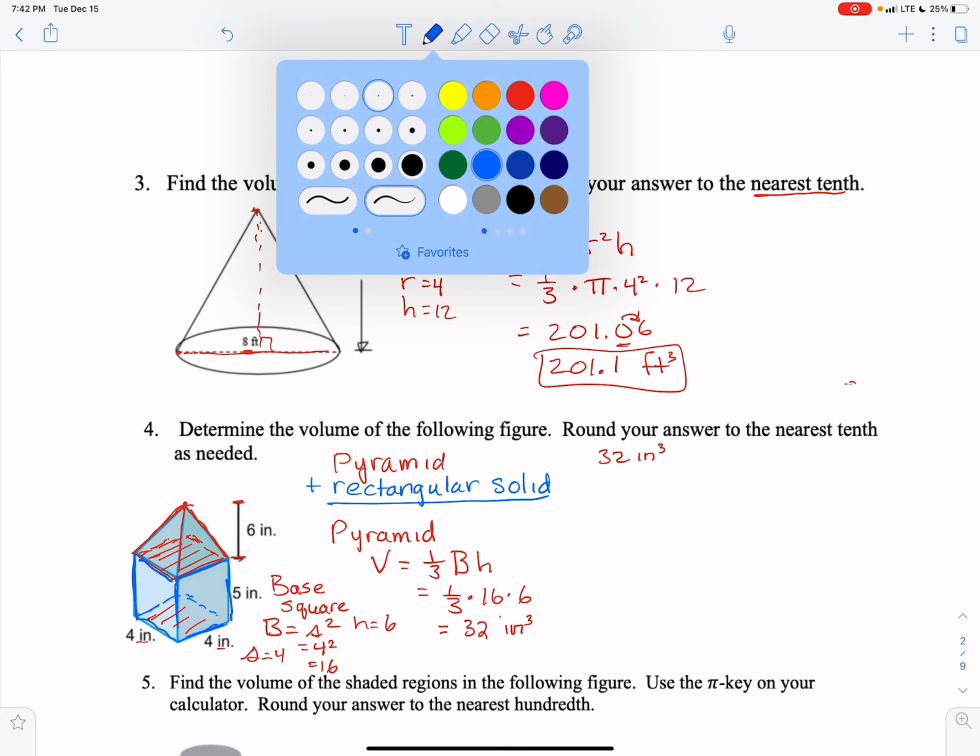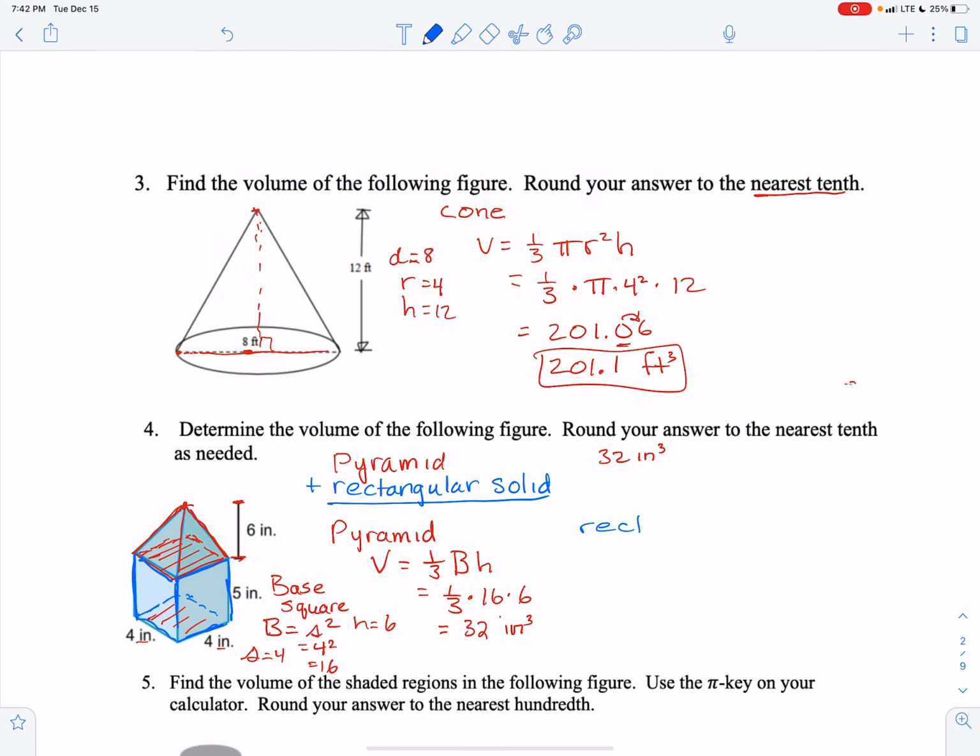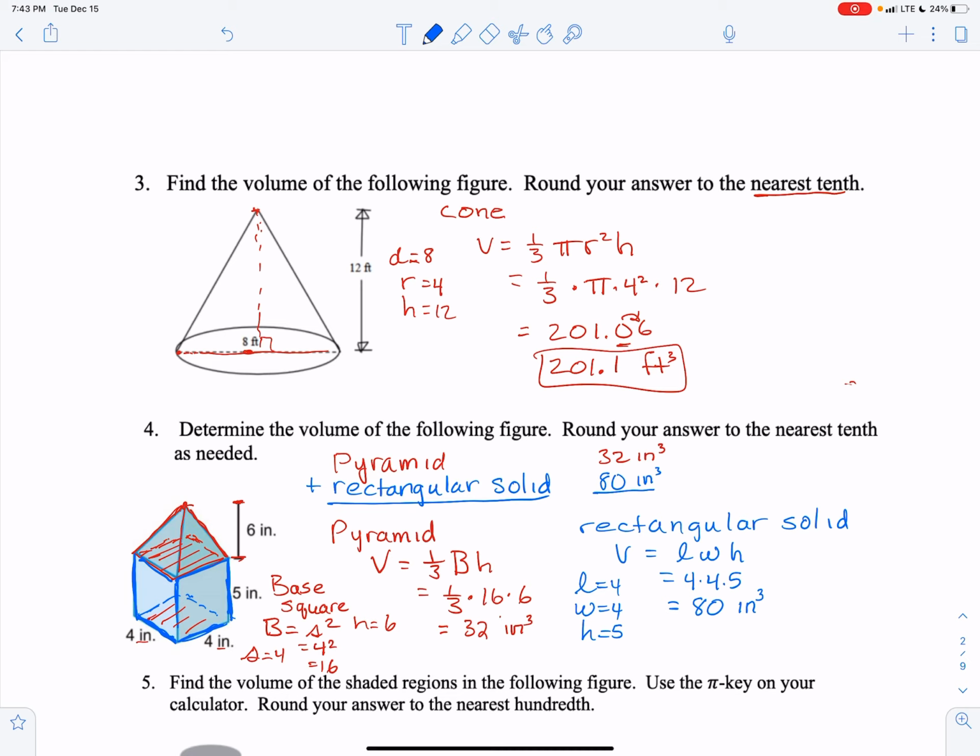Now for a rectangular solid, volume is length times the width times the height. So if our length is 4 inches, our width is 4 inches, and our height is 5 inches. So 4 times 4 times 5 equals 80, and we're in volume, so it'll be cubic units, or in this case, cubic inches. So we want the whole figure. So I end up with 112 inches cubed.